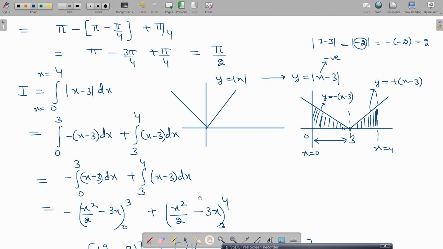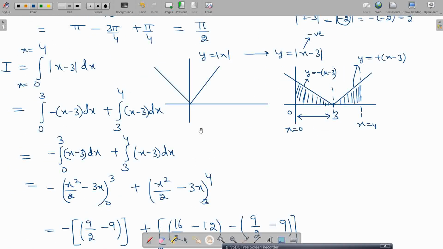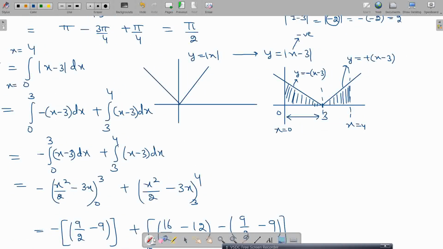There is one more method to solve this. If you don't want to go with the integration, we can see this is triangle 1, and this is triangle 2. We know the area of a triangle. Let's suppose A1 is half into the base. The base is 0 to 3, which means the distance is 3, and the height is, this distance is 3. When you put in x equals 0 here, 0 minus 3 modulus, which is minus 3, which is 3, right? So this point is 3, so the height is 3 for triangle 1.